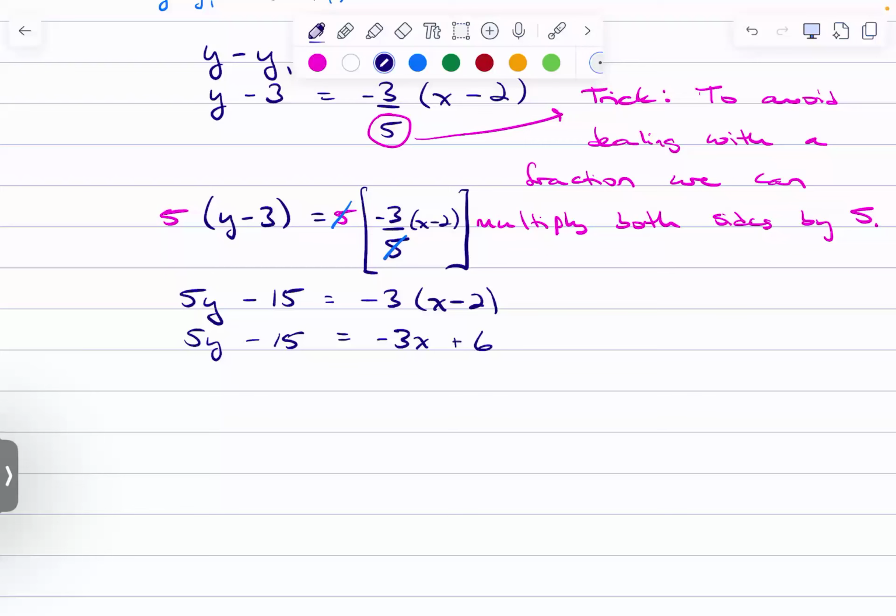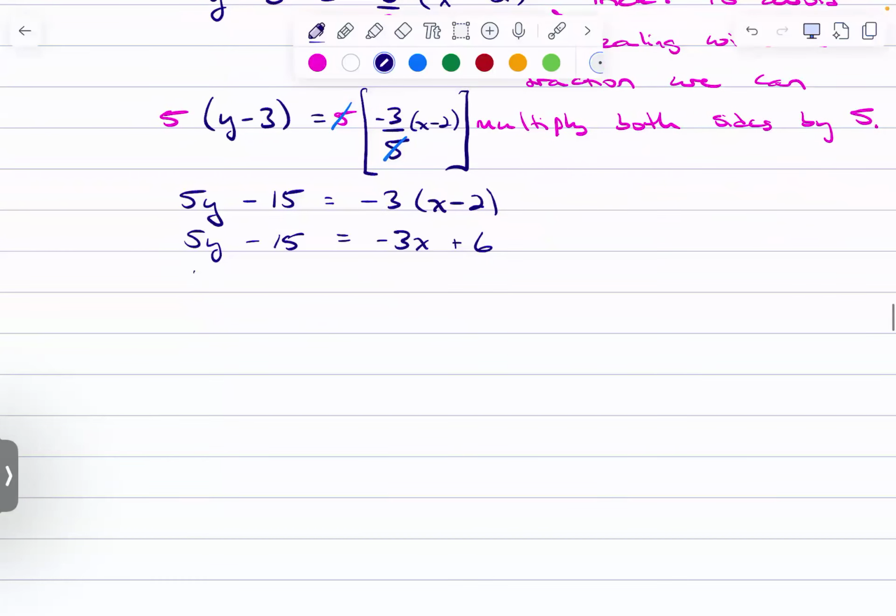What if I get sneaky and I do two moves in the same line, right? What am I gonna do? I'm gonna keep this 5y on the left because it's where I want it to be, but I want this negative 3x over on the left as well, right? And I don't want this minus 15 on the left, I want it on the right, so I have to add it to the right-hand side.